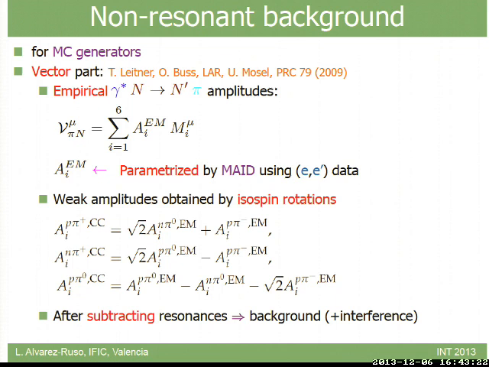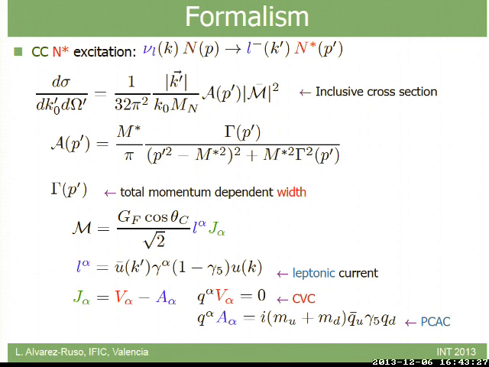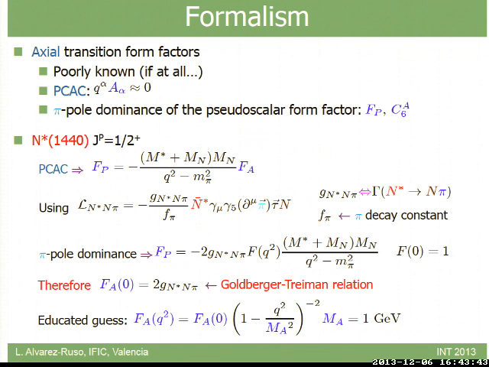So now I go to the axial sector, where of course we know a lot less. All we know about the axial current is that it is partially conserved. So if we are happy with the pion being massless, this axial current is conserved. And the other assumption that is reasonable to make is that the pseudoscalar form factors, called F_P or C6A depending on which state you are looking at, are dominated by the pion pole. This is also a reasonable assumption. You also see that in, for instance, lattice results.